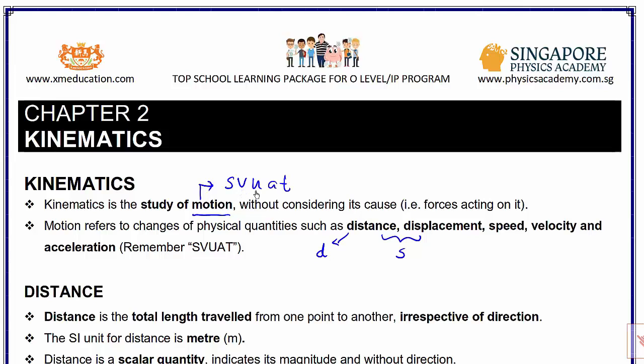What is V and U? V means final velocity. U means initial velocity. Sometimes V or U is also called speed. They are used quite loosely, but generally V is final velocity, U is initial velocity. What about A? A is acceleration and T is time.